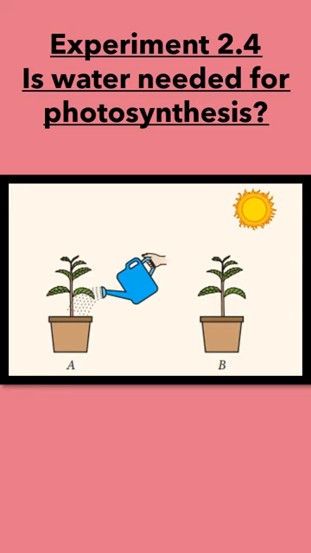And in experiment 2.4, we are going to study whether water is needed for photosynthesis. So as you can see here, plant A is watered every day, and plant B with no water.